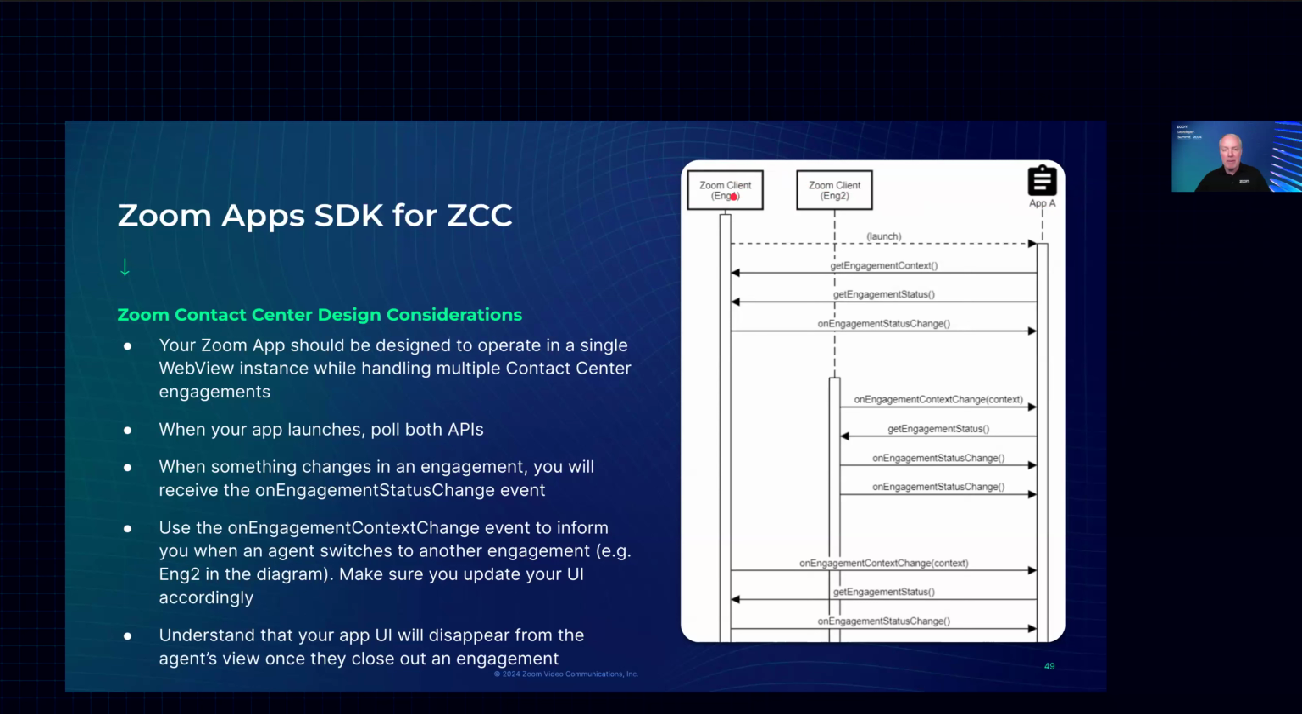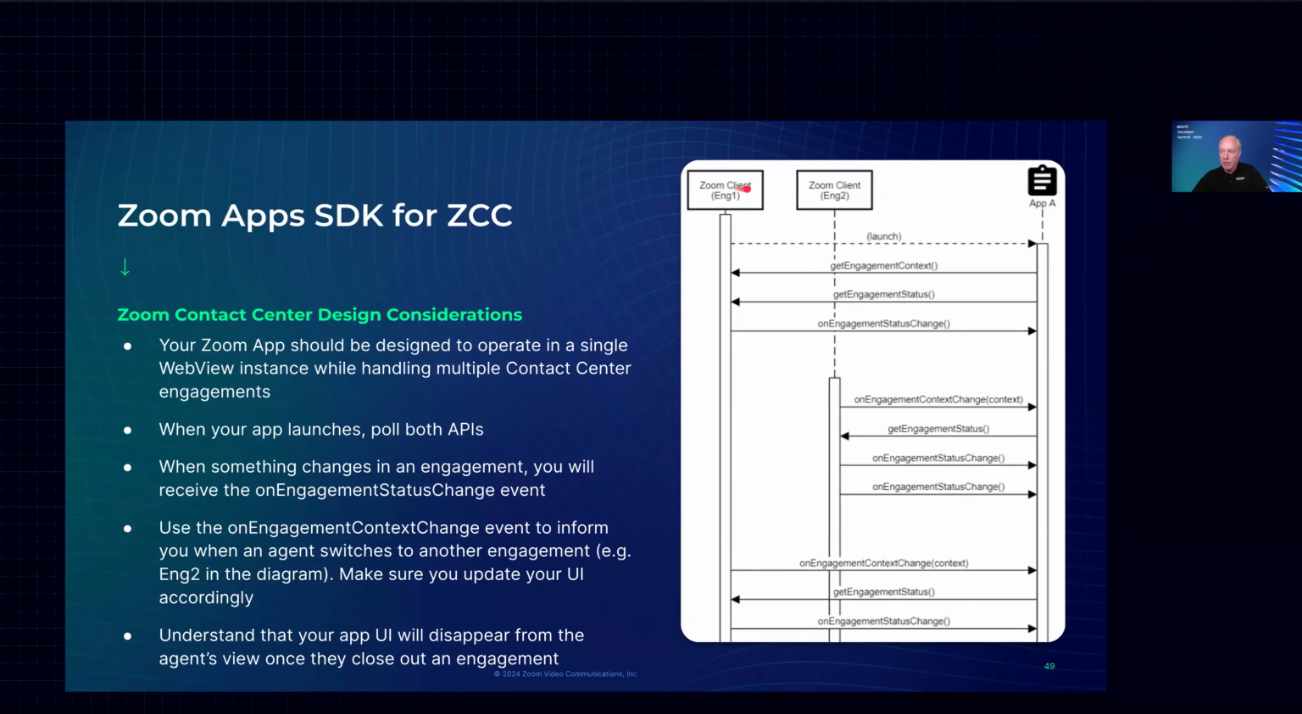On the left at the top is Zoom Client Engagement 1 and Engagement 2. This could be one web chat, this could be another web chat or an SMS. Agents can multitask multiple and switch back and forth. While agents can switch back and forth between multiple engagements, you're going to have only one web view instance to support both of those engagements. So let's walk through how this would work in this sequence diagram.